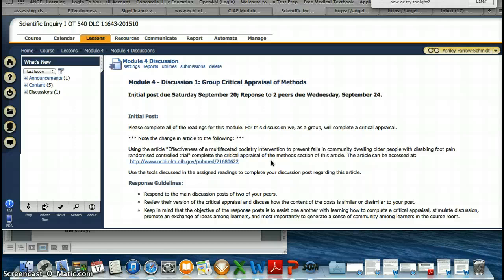So use the bias tool that you've been provided within module 4 to assist you with doing this. Make sure you highlight and scribble all over so you have an idea of where to find this information, and then go ahead and complete the discussion question.